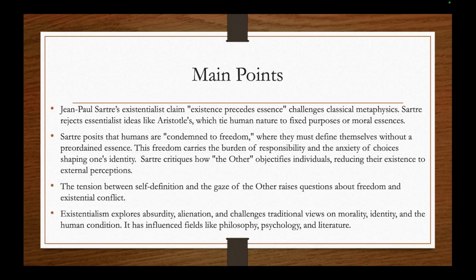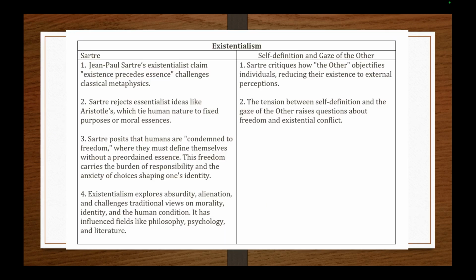And these are the main points. And finally, that's how we need to theoretically bifurcate. To my left, what Sartre has said, and then the self-definition and gaze of the other. That's how we need to put it across in this particular format.